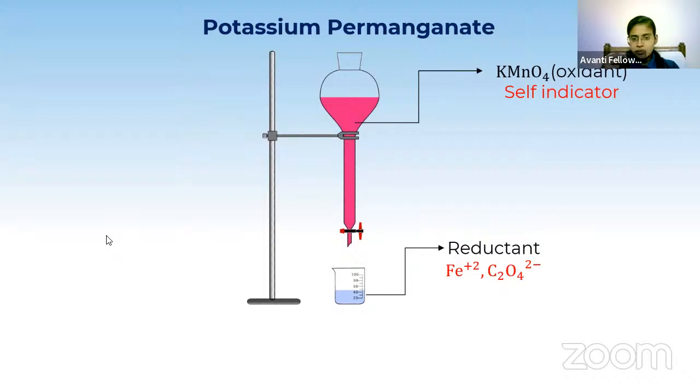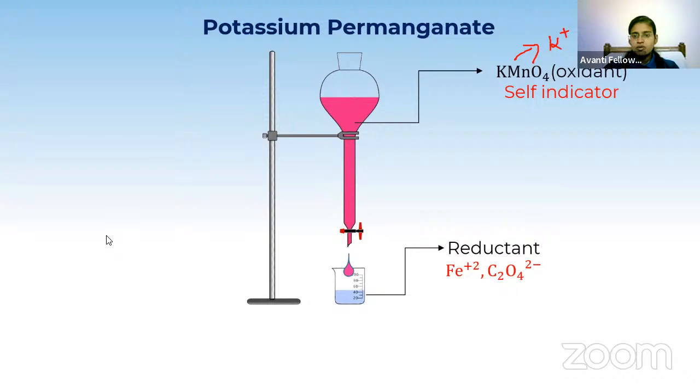So open the knob a little bit. One droplet after another will come from the burette and fall into the beaker, and the reaction will occur. Okay. So we have KMnO4, it will have K+ ion and MnO4- ion, right? So it is the oxidizing agent.